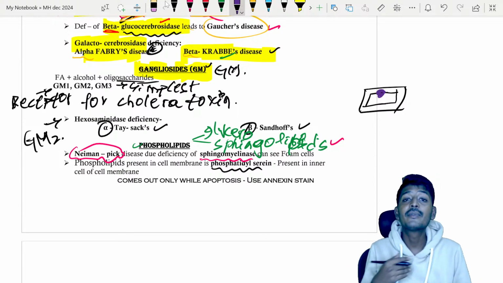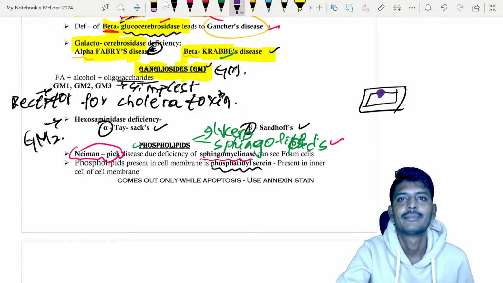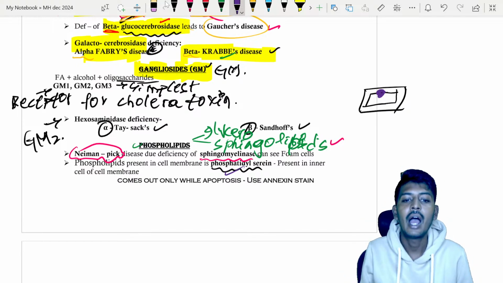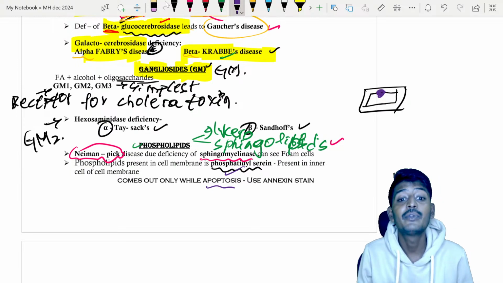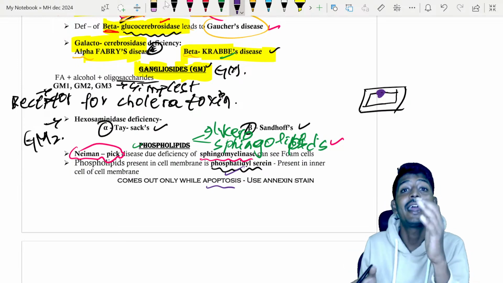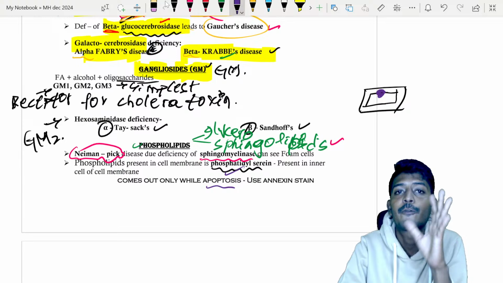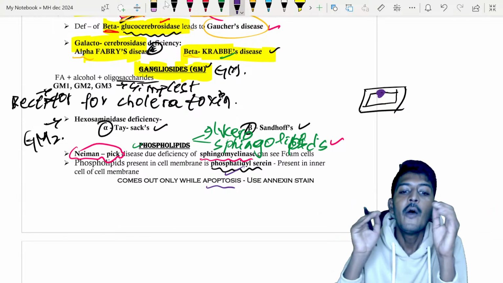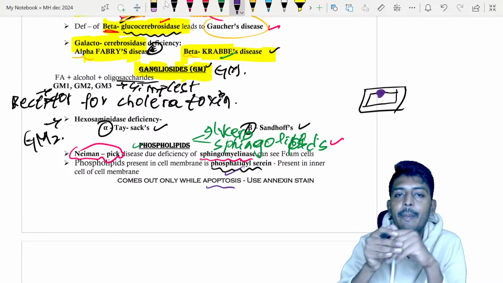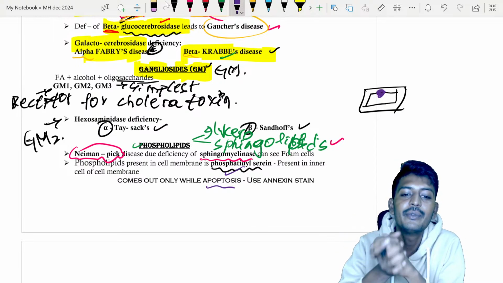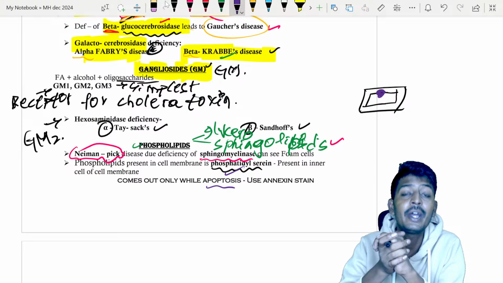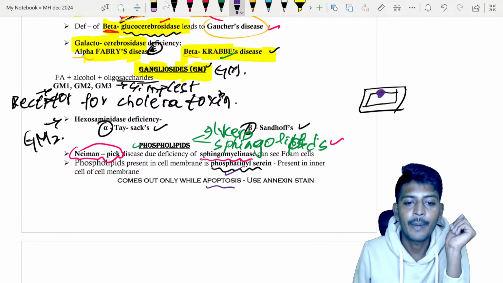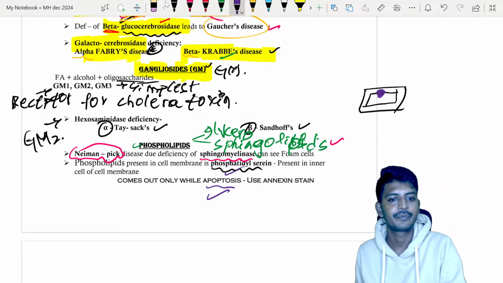Phosphatidylserine comes out only during apoptosis. That is why we use annexin stain. Why is annexin stain used? This can be a very powerful question, integrating pathology with biochemistry. Why is annexin stain used for apoptosis? Because annexin binds with phosphatidylserine. That is why we use it as a dye for apoptosis diagnosis.